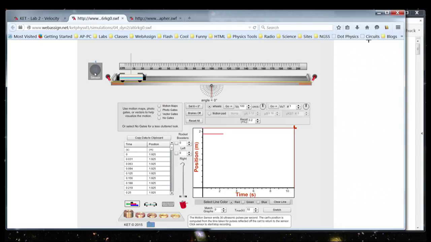Now, you're also supposed to find out what the minimum value is. And notice that when I have it all the way to the left and I turn on the sensor, the smallest number we get is 0.075 meters. And that's one of the things you're supposed to enter in WebAssign.